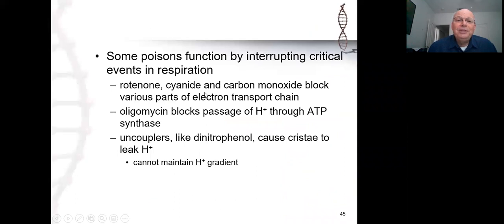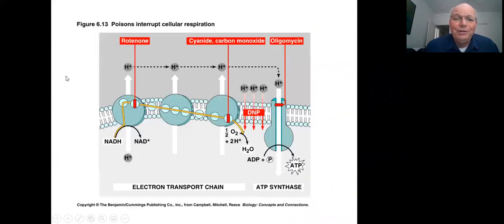So not surprisingly, there are a number of chemicals that interfere with the flow of electrons in the electron transport chain and therefore act as poisons. So rotenone is a very common poison for getting rid of insects and getting rid of rodents. It's a rodenticide and an insecticide, and it blocks the flow of electrons out of complex 1, which backs everything up at that point.